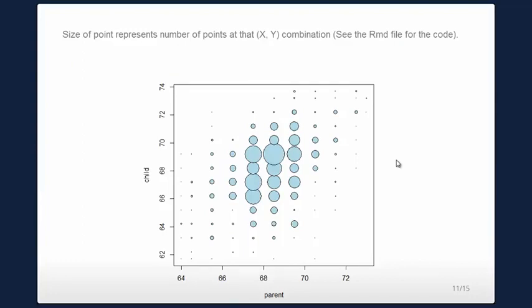And the code is in the Markdown document, so you can do it. It's several lines of code, but it's nothing terribly difficult. So that's very useful. What we're going to talk about is how do we fit some sort of regression. How do we fit the best line through this? How do we fit a best line where how the line is fit is impacted by how many data points we have at each particular combination?